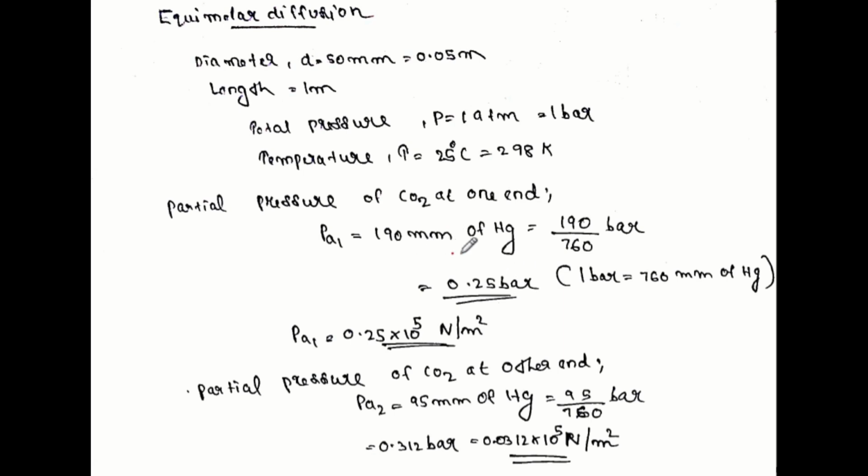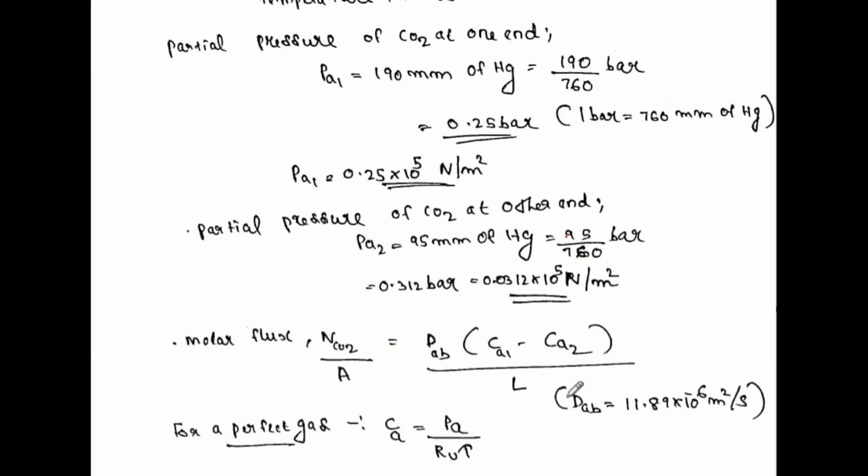First of all, we have to convert the mm of mercury into bar. One bar is 760 mm of mercury, so this value can be divided by 760 to convert into bar. One bar is 10 raised to 5 Pascal or 10 raised to 5 Newton per meter square. So this 0.25 bar means 0.25 into 10 raised to 5 Newton per meter square. In a similar way, the partial pressure of carbon dioxide at the other end can also be converted into this form. It's not 0.31, this is actually 0.031. That's a mistake. This is the final answer: 0.0312 into 10 raised to 5 Newton per meter square.